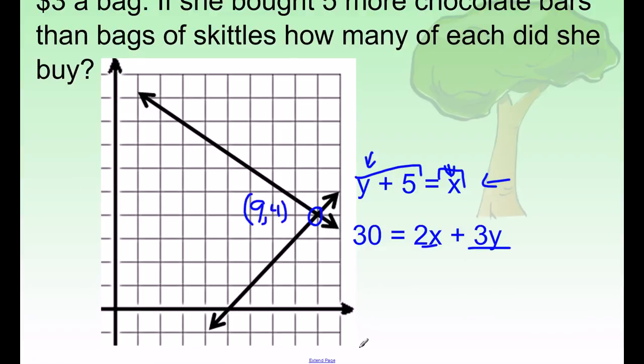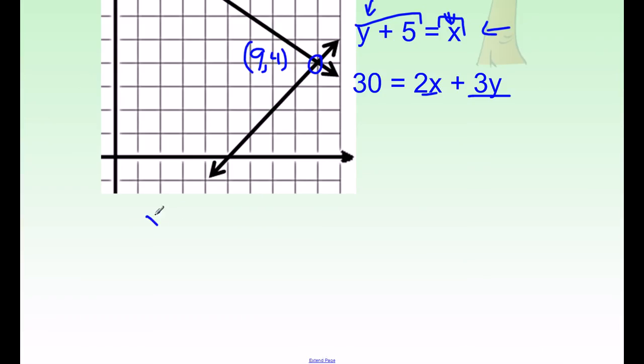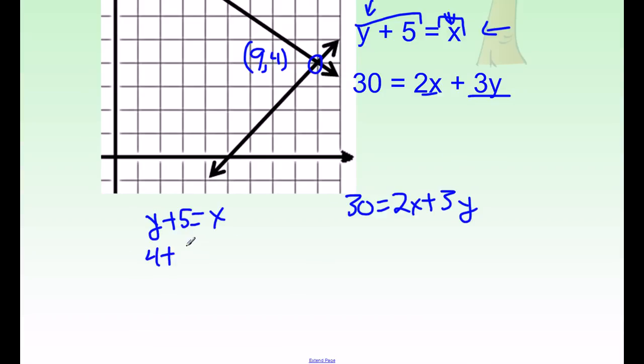Well, let's check. So y plus 5 equals x. That one we kind of already verified, but we'll still do it. And 30 equals 2x plus 3y. So 4 plus 5 equals 9, and yes. So she definitely bought 5 more chocolate bars than Skittles. We can tell by even looking at our coordinates. And if you remember, just for yourself, x was chocolate and y was Skittles.